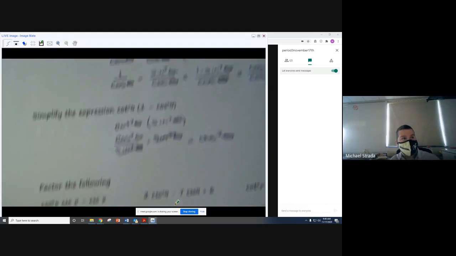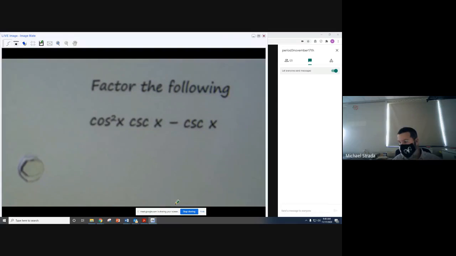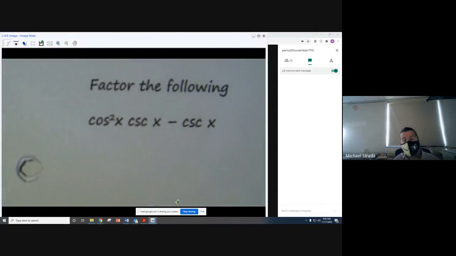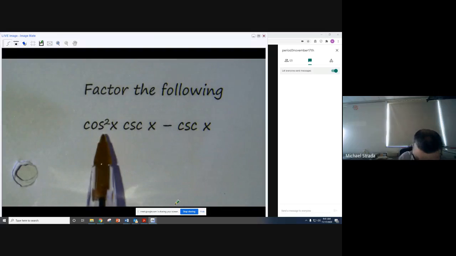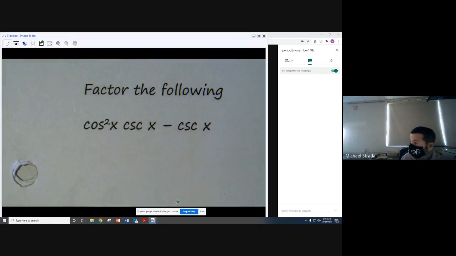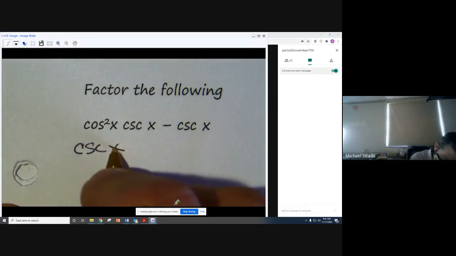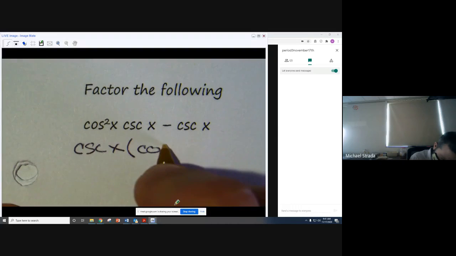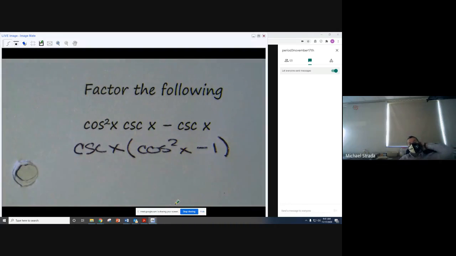Now, again, following directions is the key. They don't say simplify in this one, they specifically say to factor. All right? So the first thing you look for is a GCF. Do they both have a cosecant x in it? Yes. So that becomes cosecant x. And then when I factor it out, it's cosine squared x minus 1. Okay? That is the opposite of 1 minus cosine squared.